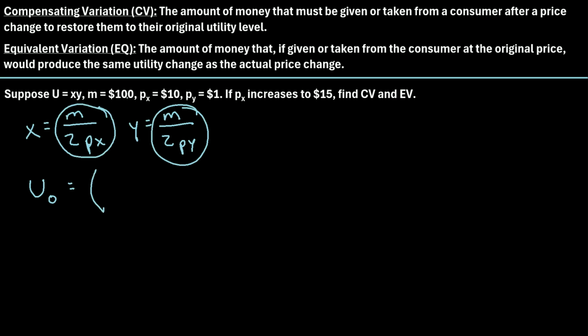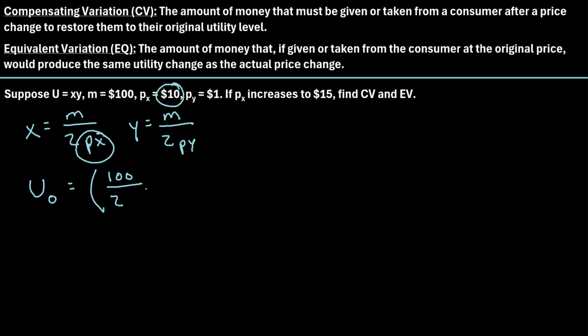So we know for m, our income is 100. So we'll say 100 divided by 2 times the price of x. We're told the original price is $10. So let's plug in a 10 right there. And then we're multiplying that by y, which is going to be 100 divided by 2 times the price of y. Y is just $1. So we'll say times 1.